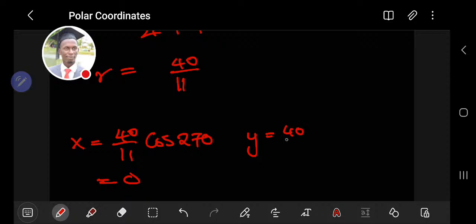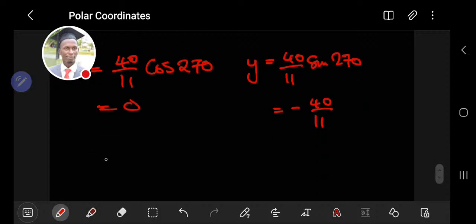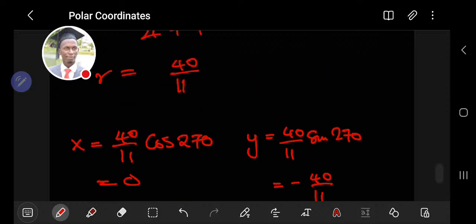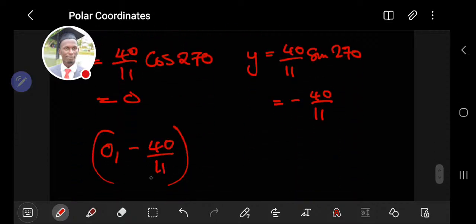With my R found, I can now get my X. X will be R, which is 40 over 11, then cos 270. Cos 270 is 0. This will end up being 0. Y is going to be 40 over 11, then sine 270, again 270 sine, that's negative. So this will be negative 40 over 11. What does this tell you? It tells you that the other vertex is going to be at 0, negative 40 over 11. We have the vertices. The other one was here. The other one is here. With the vertices known, we can easily get where the center is.